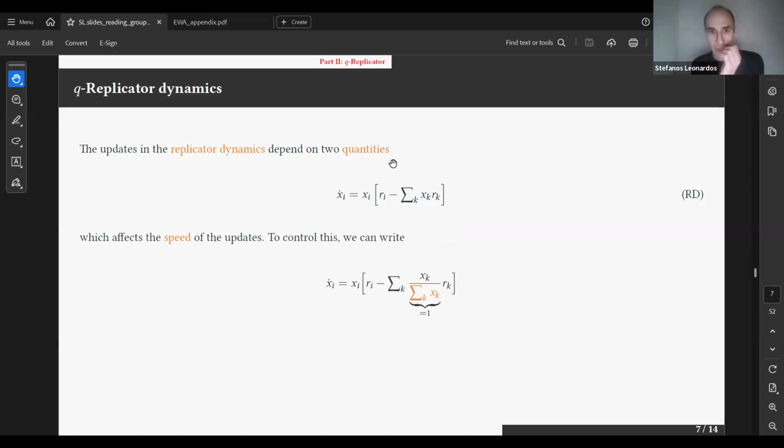While the first term was okay, the average term was okay. This xi, maybe we can control it. And that's one way to motivate here the Q-Replicator dynamics. Of course, there are other ways. I will talk about them in the next slide.